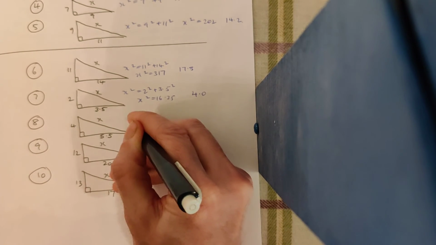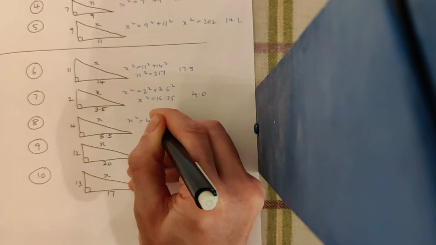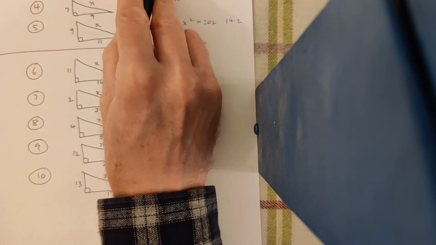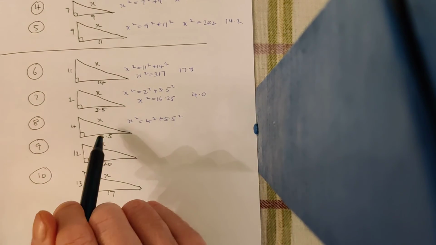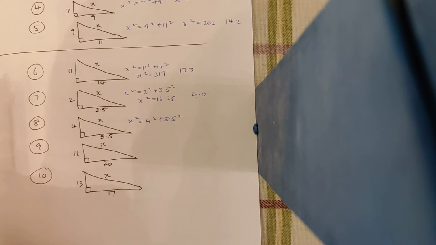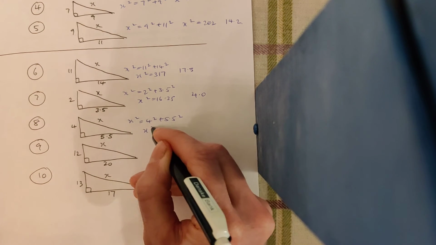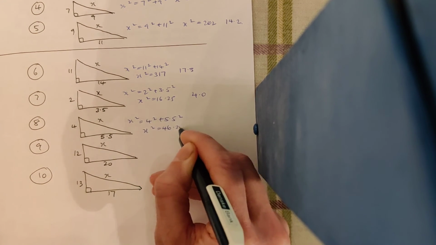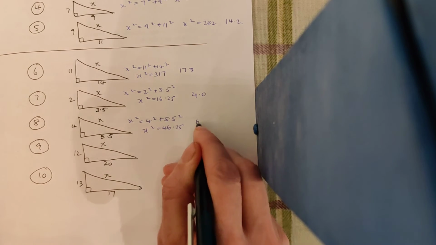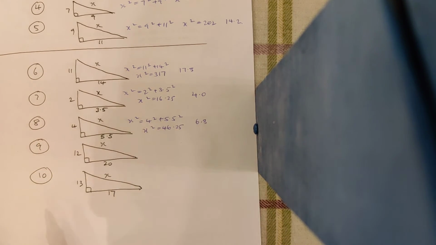Number 8, x squared equals 4 squared plus 5.5 squared. That's all taken from the formula c squared equals a squared plus b squared up above. So let me type that in, 4 squared plus 5.5 squared, which is 46.25. So that's the value of x squared. Then you square root that answer, and I'm ending up with 6.8. That is the answer for number 8.